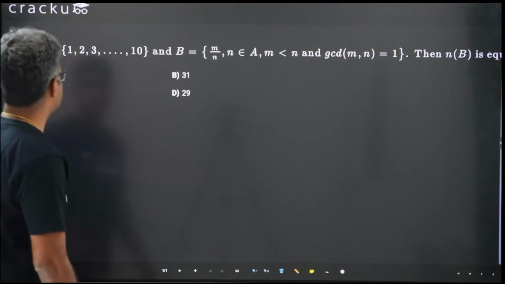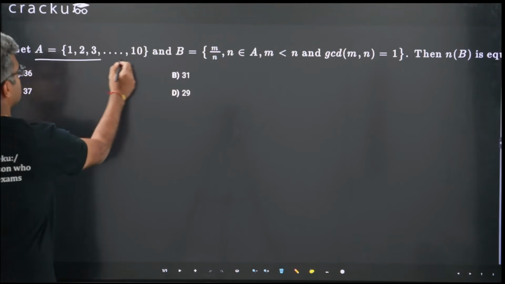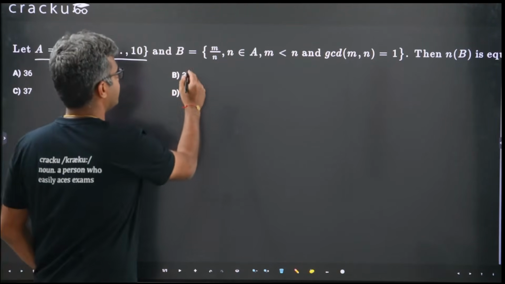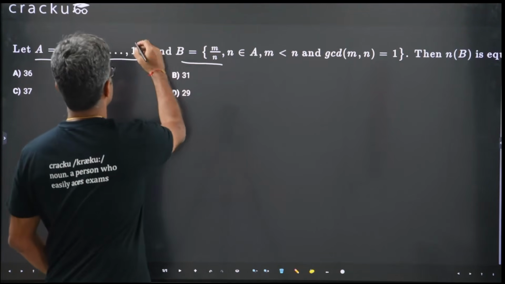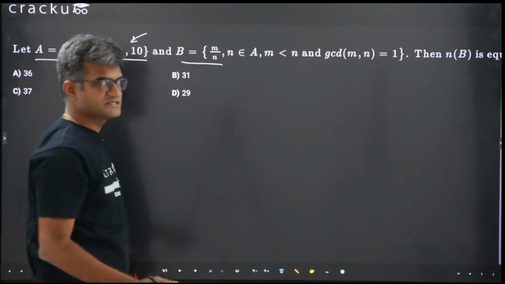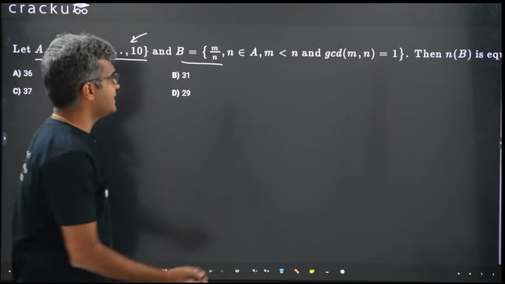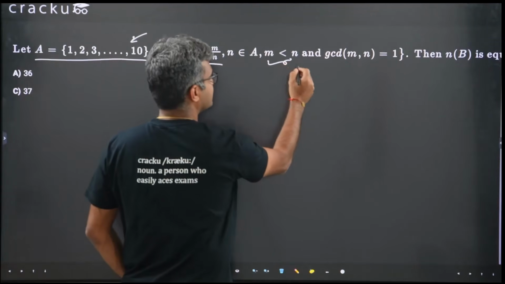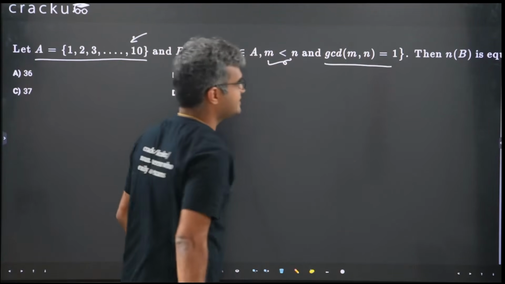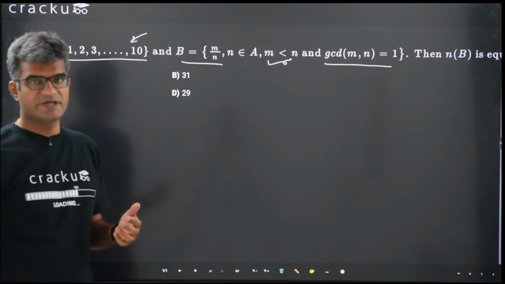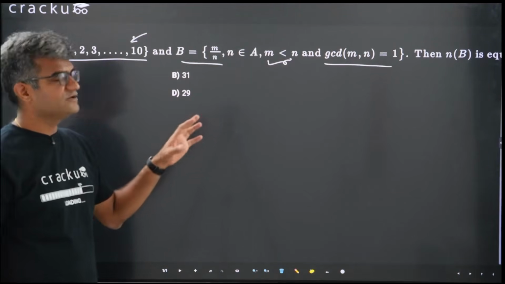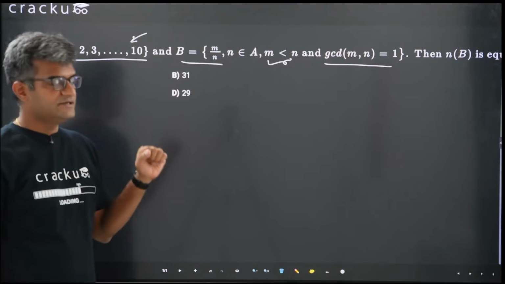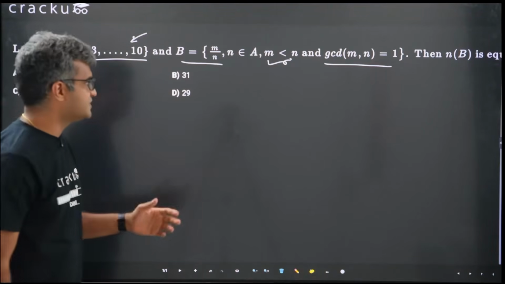In this question, we are given 2 sets. A is 1, 2, 3, 4 dot dot dot till 10 and B is m divided by n where n belongs to A. So n has to be one of 1, 2, 3, 4, 5, 6, 7, 8, 9 and 10, and m is less than n, but the greatest common divisor of m and n is 1. That is, m and n have to be relatively prime. We are required to calculate the number of terms in B. That is what we are required to calculate.